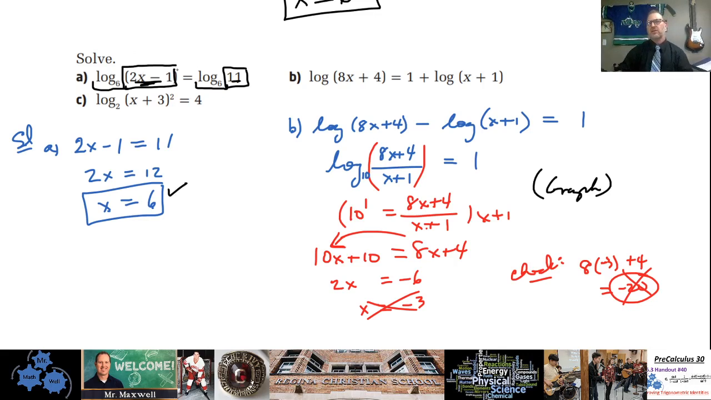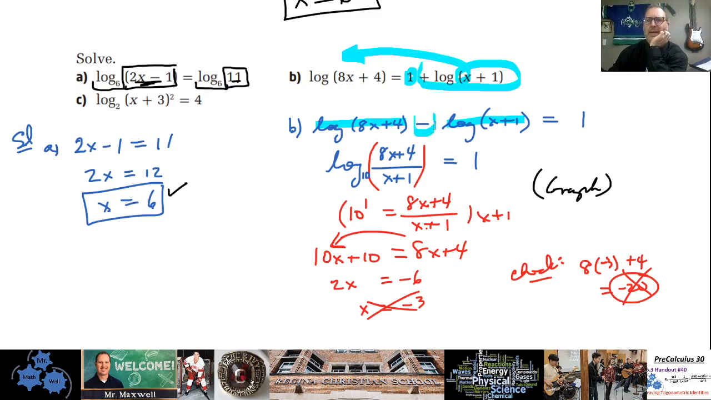Now B is a little trickier. Let me walk you through B. We have this 1 over here, right? So this is what I did. I took this log and I brought it over to the left side to make this: log of 8x plus 4 minus log of x plus 1. Now I looked at that and I saw, hey, I'm subtracting logarithms, so I can rewrite that as a quotient.